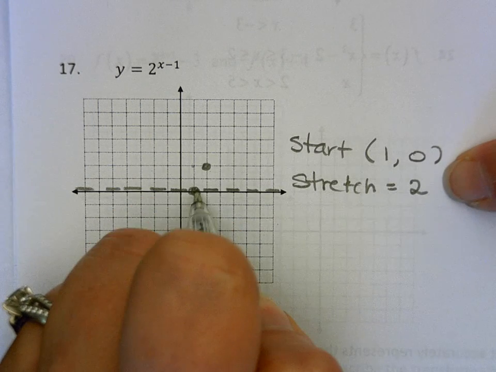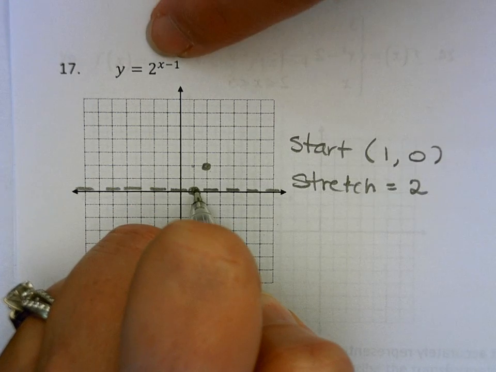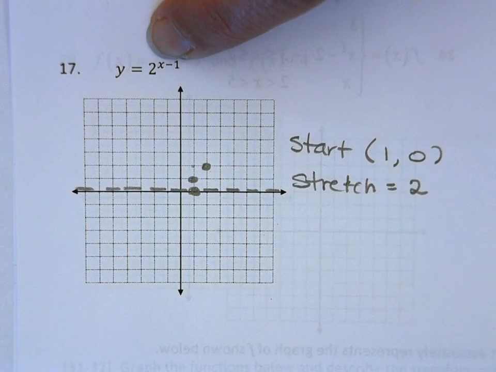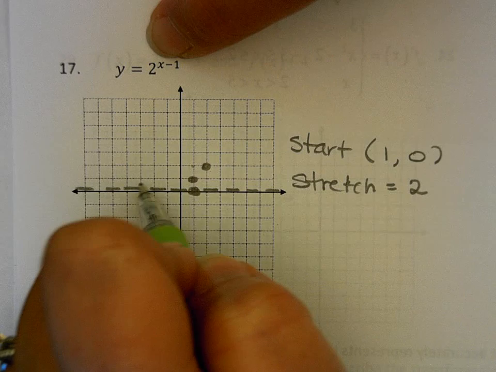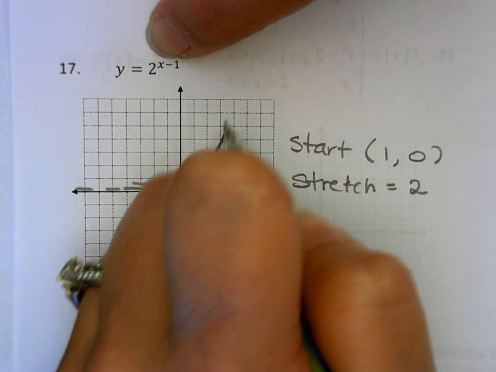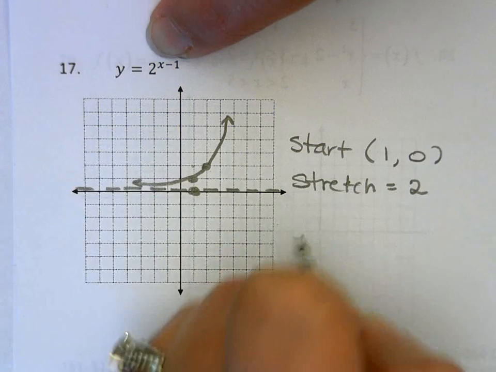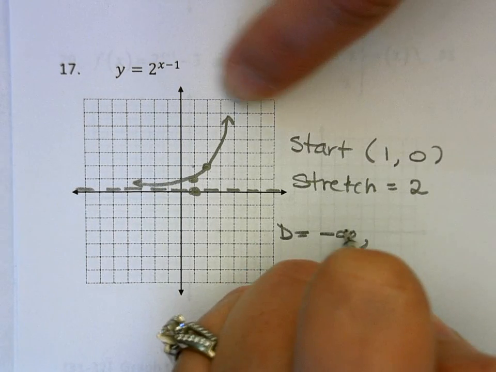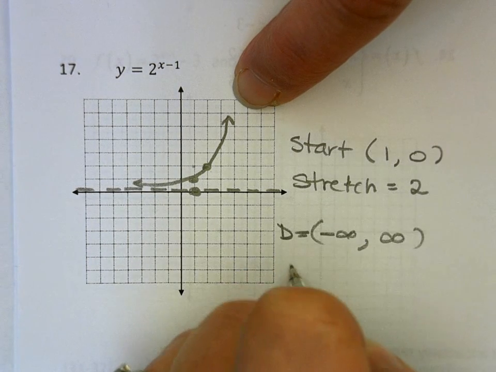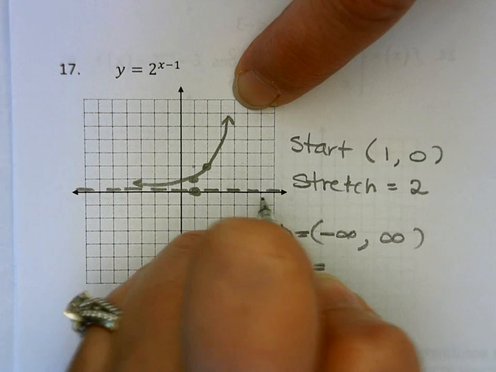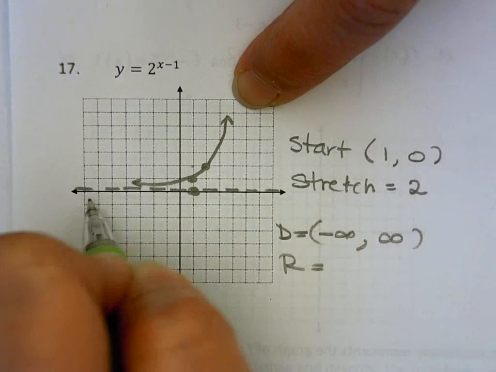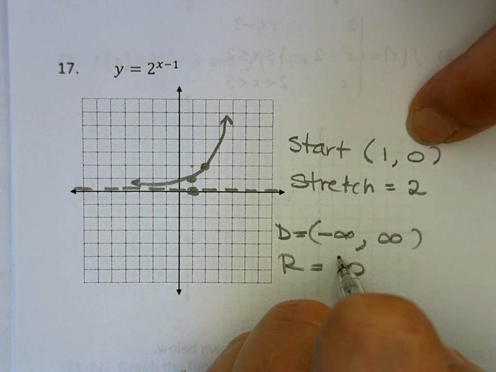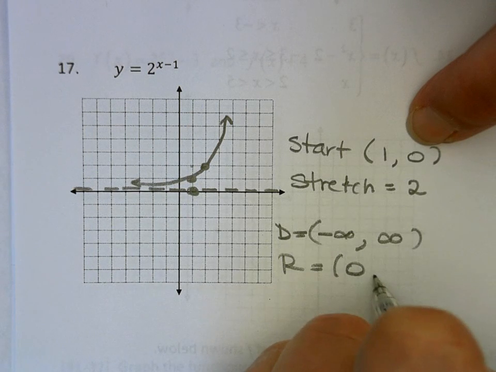And then if x were 1, I would get 1 minus 1, which is 0, 2 to the 0, which is 1. And then just graph it. So domain, forever left, forever up and to the right. My range. So it can't go below this value, so it can't go below 0, and it can't equal 0 because that's part of my asymptote, and then it goes up forever.